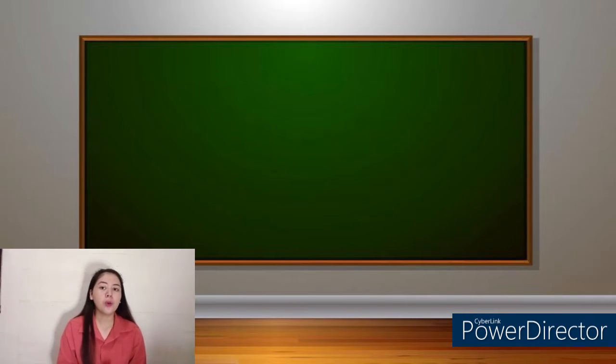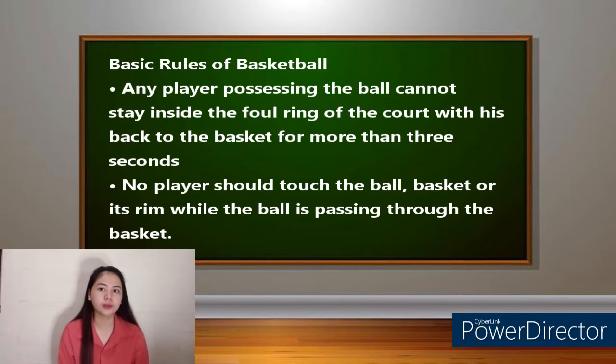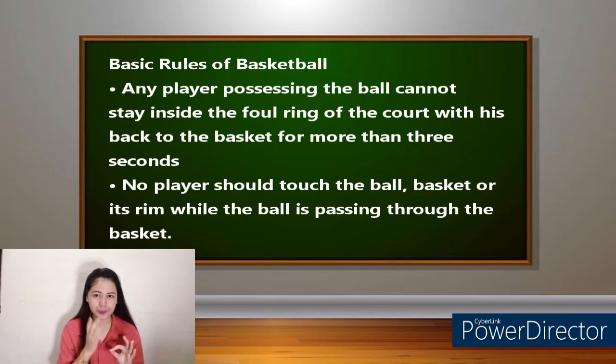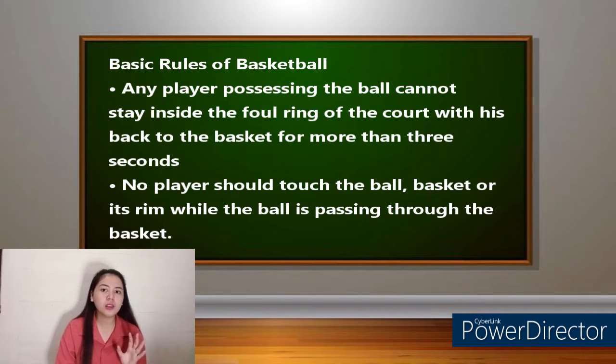Okay. Now, basic rules of basketball. Any player possessing the ball cannot stay inside the full ring of the court with his back to the basket for more than 3 seconds. They cannot stay on the court of the opponents. They need to locate to their side of the court.